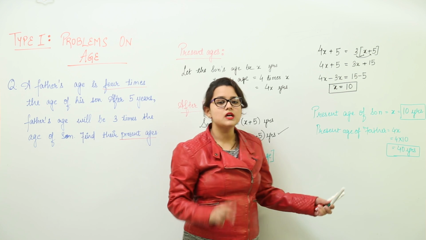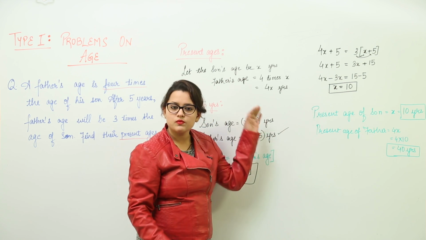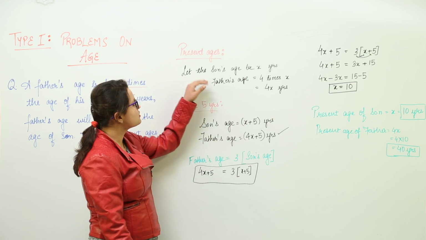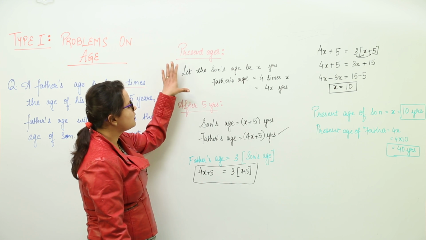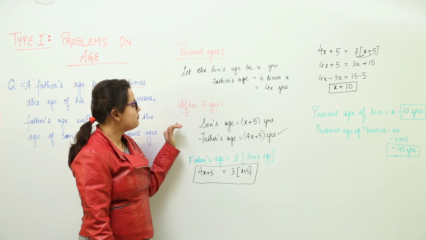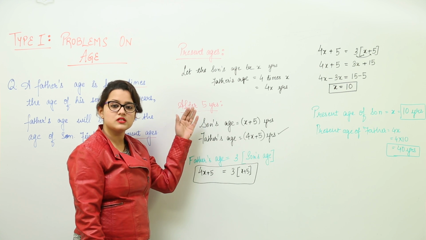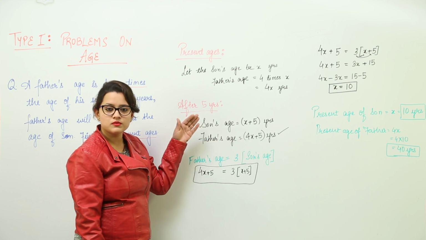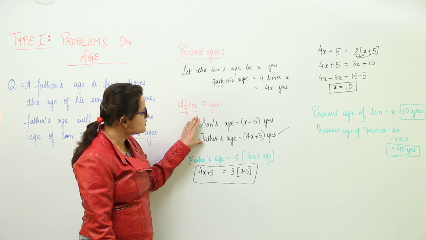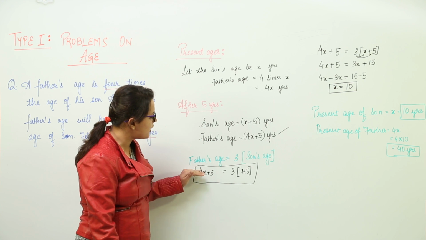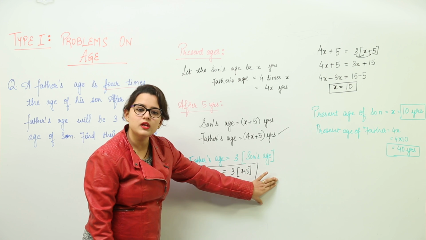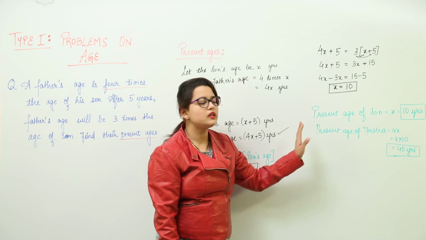Now such questions are to be answered in this way only. Every age question has to have the present age. Then maybe you can get a question in which the age is given for the previous years, like 3 years back or 4 years before. You can write those ages, and after that in the third step you find the equation. Once you have formed the equation, you can solve it further and get your answers.